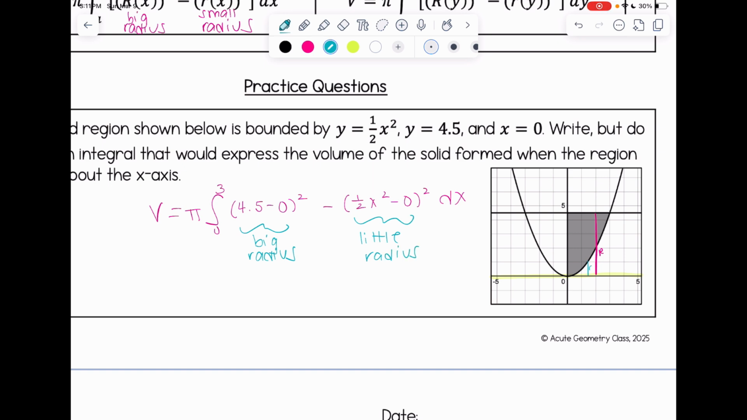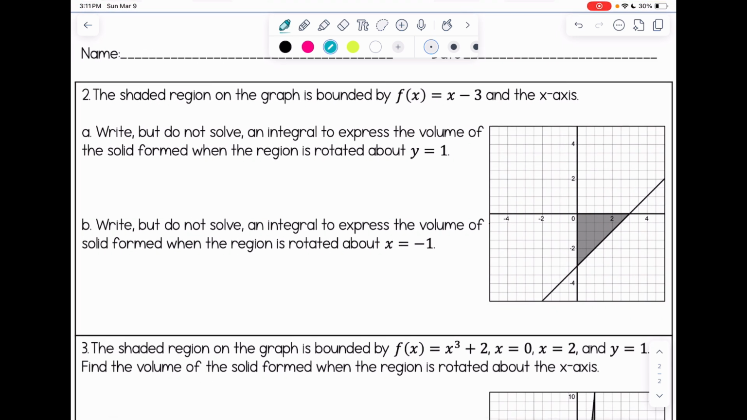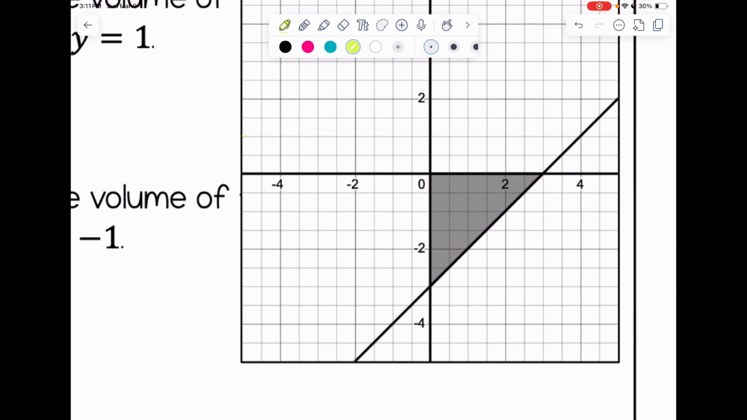All right, let's try another. Number 2, it says the shaded region on the graph is bounded by f of x equals x minus 3 and the x-axis. Part A says write but do not solve an integral to express the volume of the solid formed when the region is rotated about y equals 1. So y equals 1, recall, is a horizontal line, so I'm just going to draw in y equals 1.